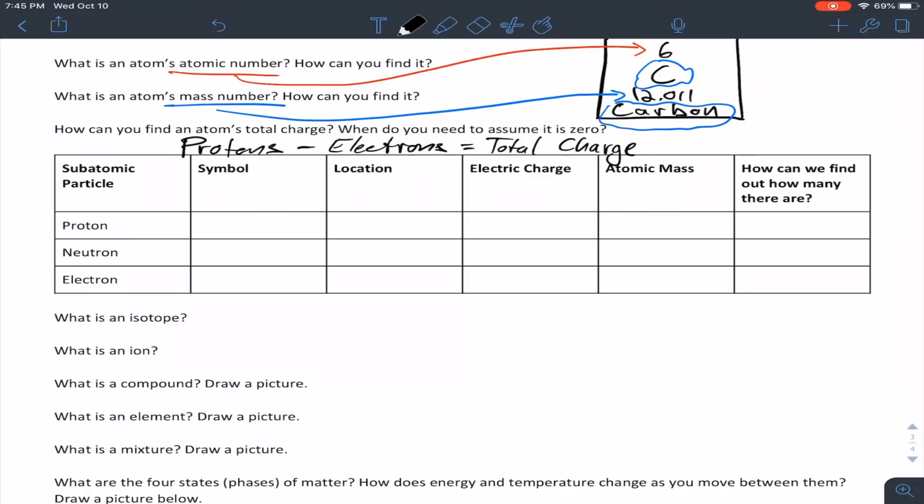The thing to remember for this is that we always assume the total charge is 0 unless we are told otherwise. So unless a chart gives you numbers of protons and electrons and you can find the charge, or if it tells you the charge, then you can assume it's some sort of number. But if it doesn't give you protons and electrons or a way of finding protons and electrons, or if it doesn't just tell you the charge, always assume the charge is 0. And then if the charge is 0, we have the same number of protons and electrons.